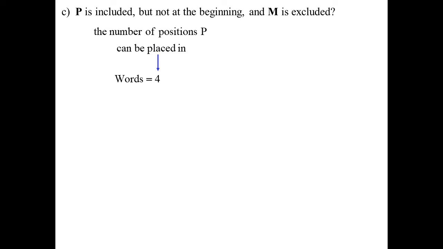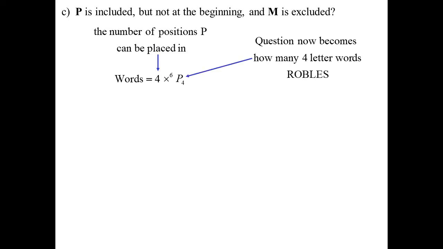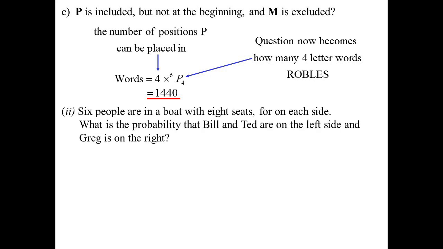So I've done that. Now I've got to place the other letters, but now it will be 6P4, because I'm not allowed to use M. So the question has now become, how many 4-letter words from the remaining letters can we have? So 4 times 6P4 gives me 1,440.